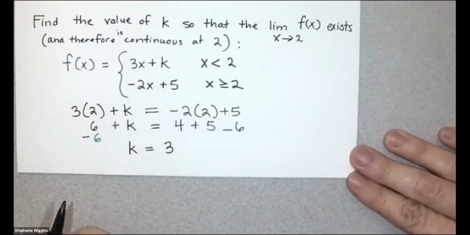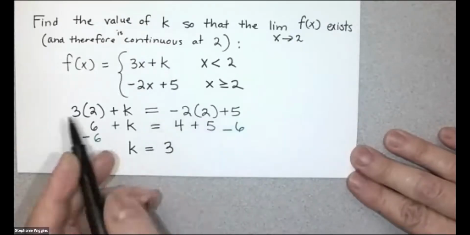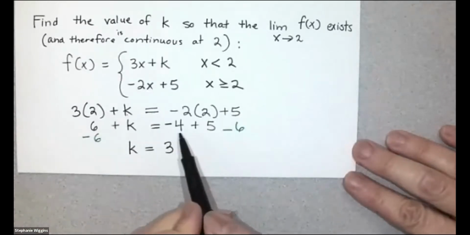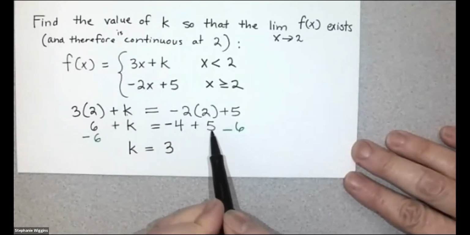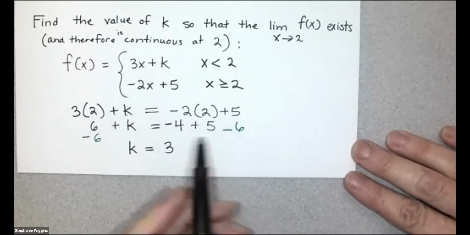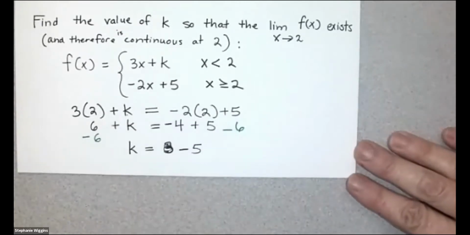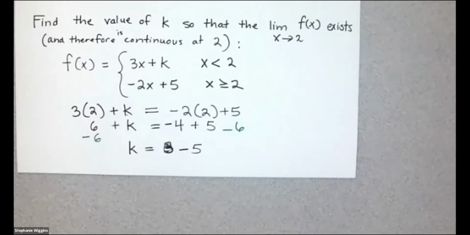And I'm getting a different answer. Oh, you forgot to put the 4 as negative. There we go. You're right. 2 times 2 is negative, so negative 4. I was going to say, why am I getting a different answer? So negative 4 plus 5 is 1, minus 6 is negative 5. There we go. So that's our k value.